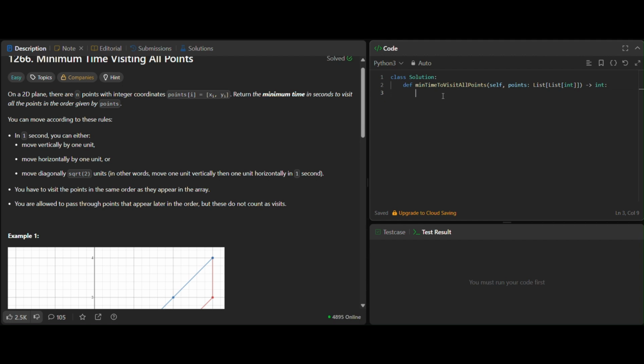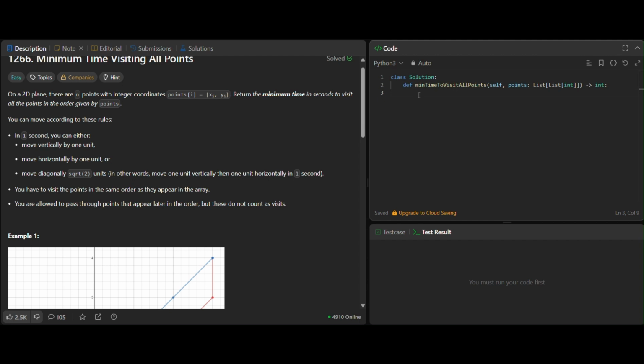Can we optimize the solution? Yes, we can. For every consecutive pair of points, first, compute dx as the absolute value of x2 minus x1. Next, compute dy as the absolute value of y2 minus y1. Then, add the maximum of dx and dy to the total time.